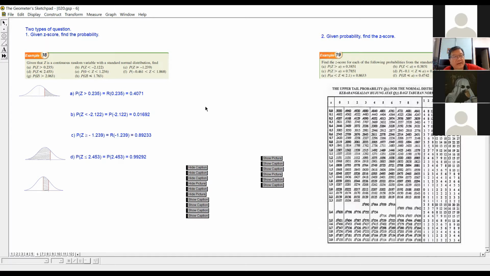The calculator Q can, right? But I don't want to use the Q. How to do, right? So the shaded part will be the probability of Z greater than 0.